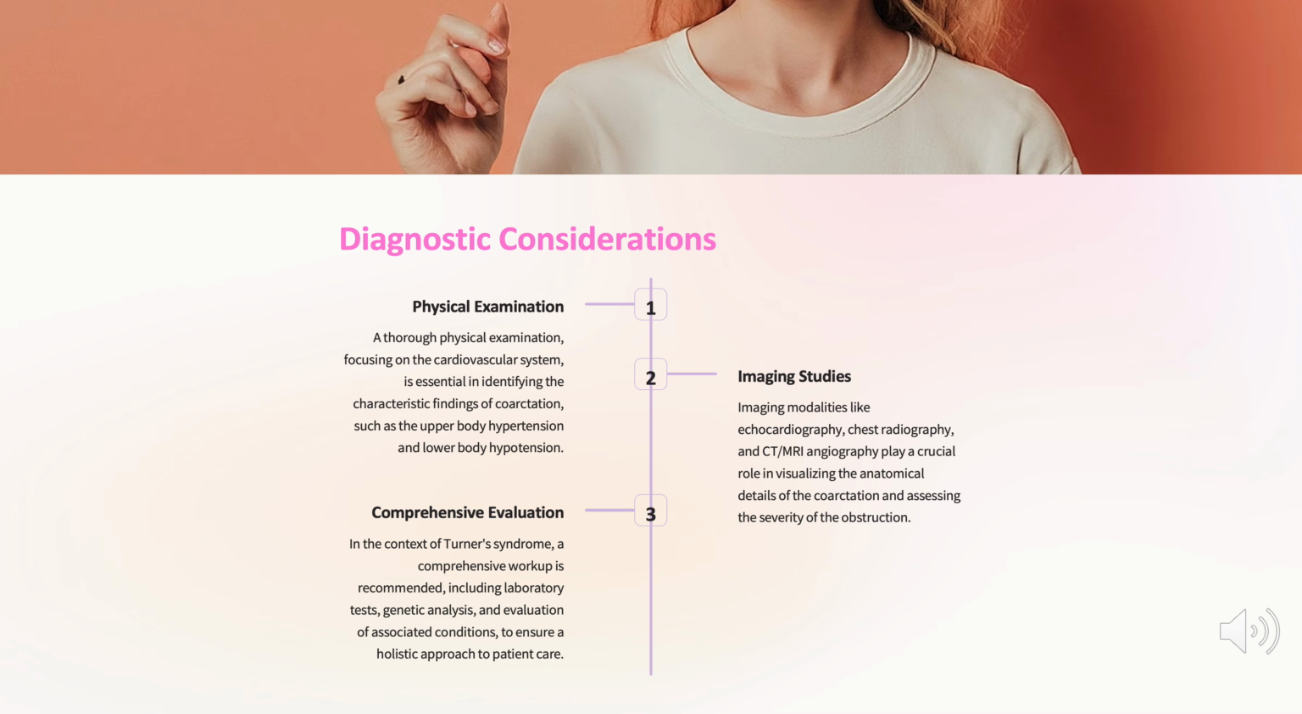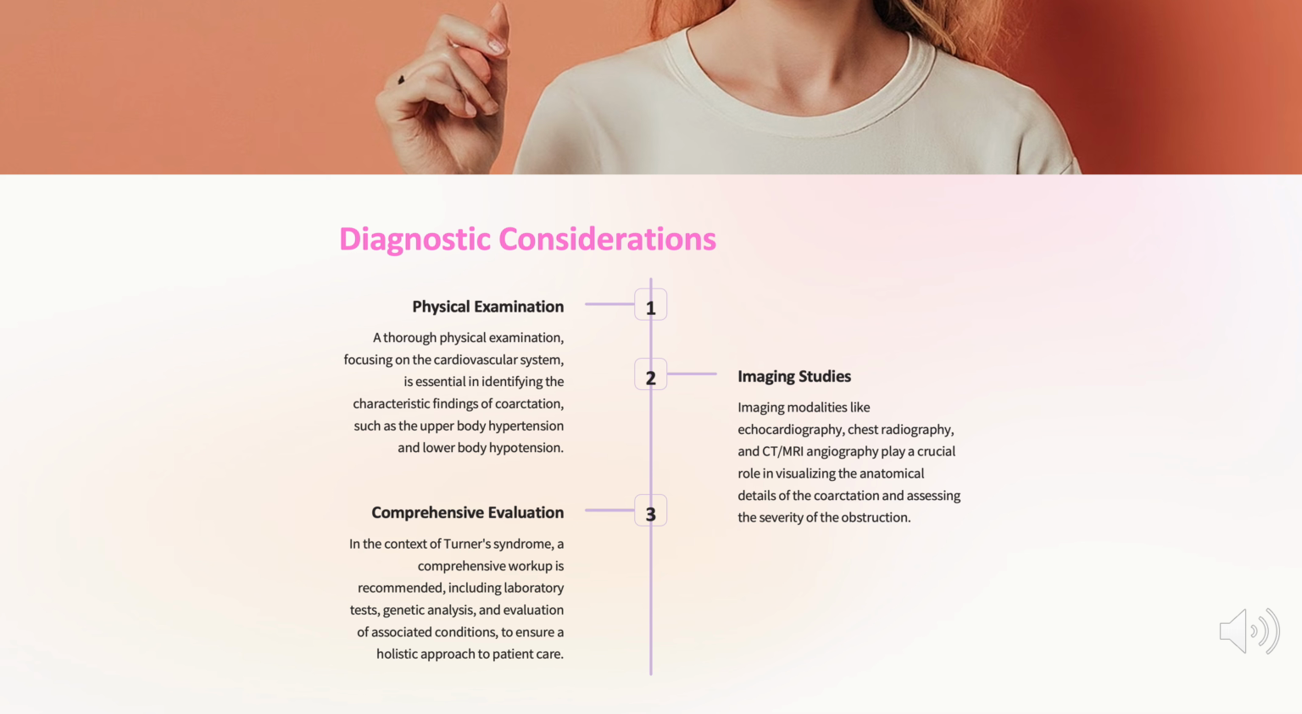Moving on to imaging studies, modalities such as echocardiography, chest radiography, and CT-MRI angiography are indispensable. These imaging techniques allow for visualization of the anatomical details of the coarctation and aid in assessing the severity of the obstruction, guiding treatment decisions.